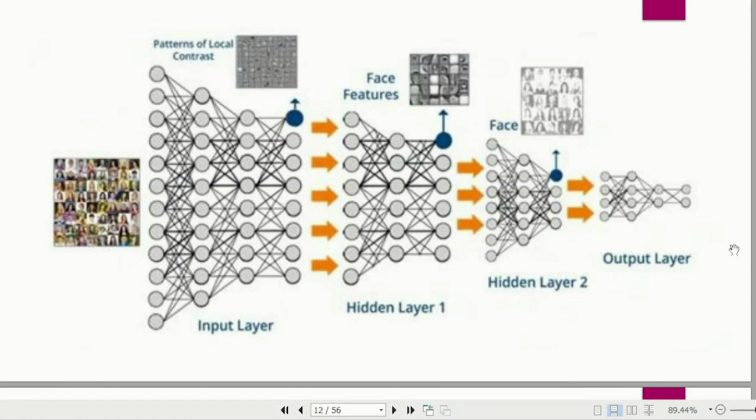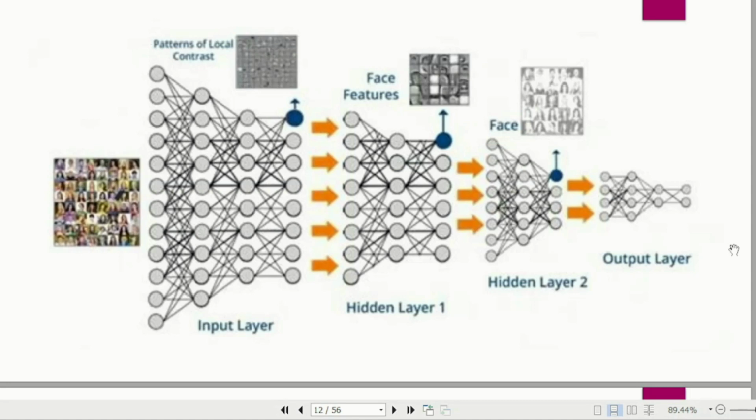So at the left side, you can see the first stage: a number of inputs in the form of images are given to the network, in the first layer, that is the input layer, which shows you the pattern of local contrast. Afterward, it goes to the hidden layer.